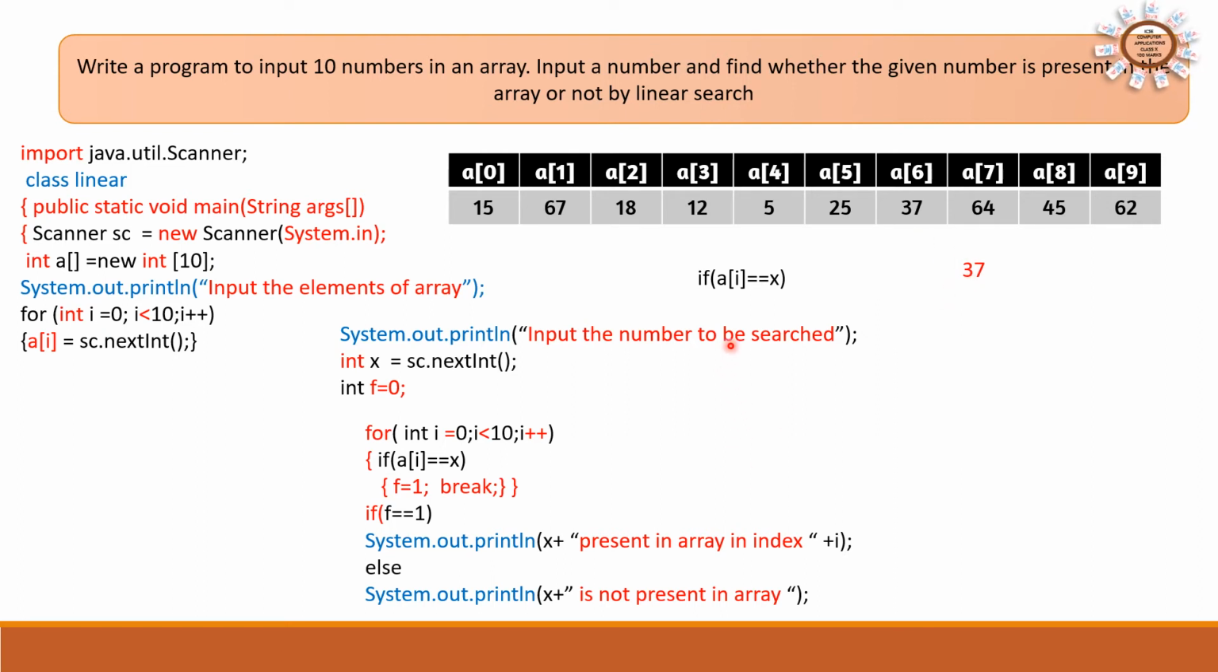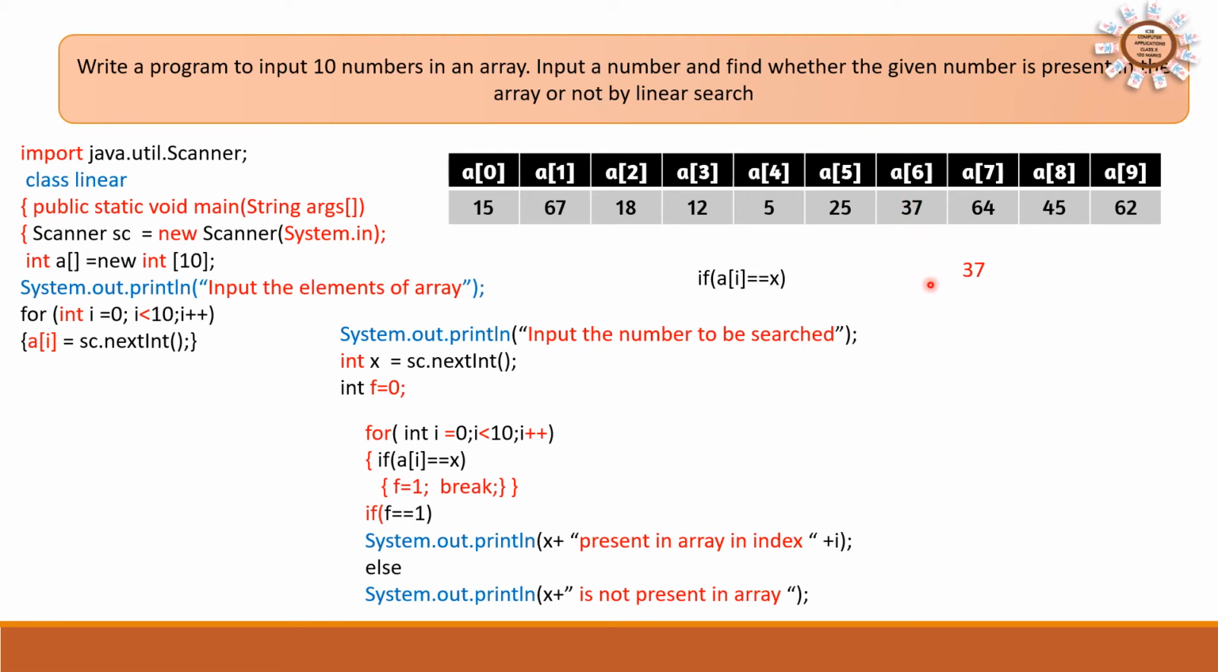Condition is true. If a[i] == x, then f = 1. f will become 1. And break, we can stop the loop there. So the if is closing here and the for loop is closing here. So now we got the number. So here we are stopping. Now the value of i is 6 and f has changed to 1.